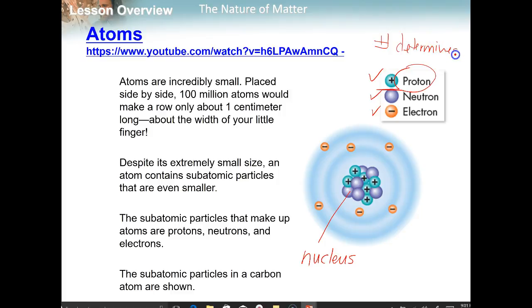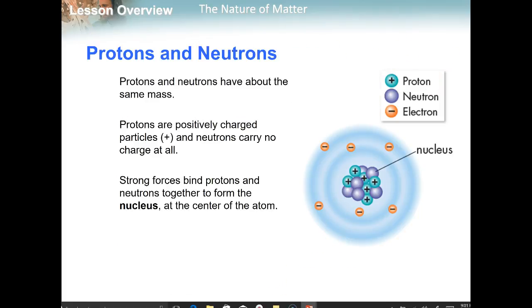It determines the atom type. So if I were to count the number of protons that I have, 1, 2, 3, 4, 5, 6, and look at a periodic table of elements for which one has 6, it's always going to come up to be carbon. Okay, there's more that we need to learn about this. So let's focus on those protons.